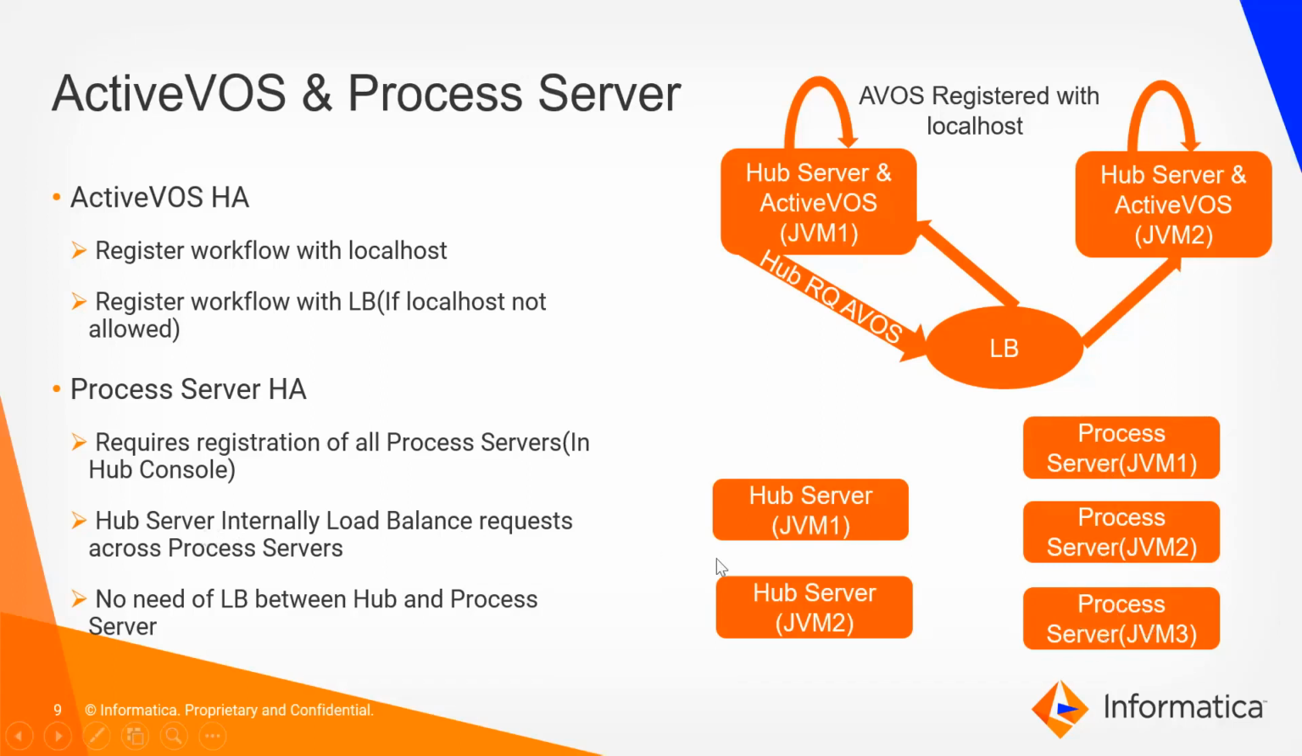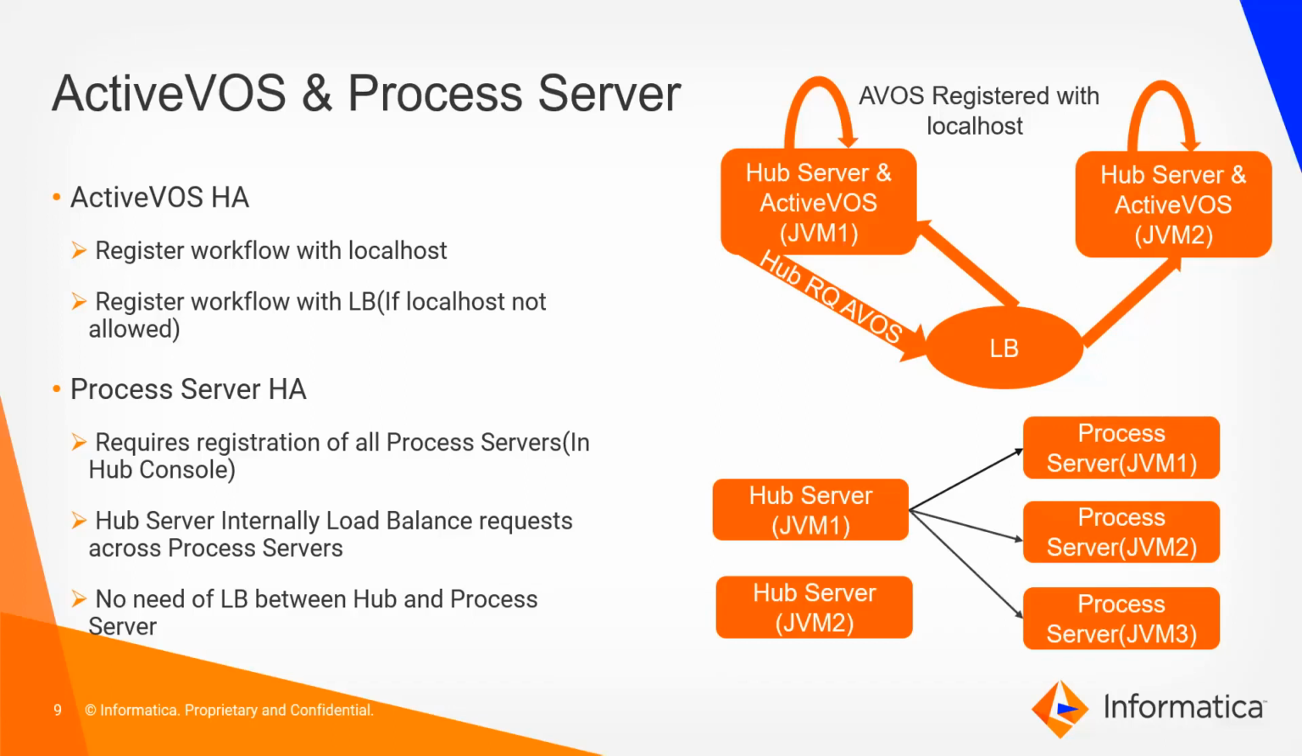Now from the external load balancer, the request comes to the hub server. However, the hub server internally load balances the request across the process servers. There is no need for an LB between the hub server and the process server. So for example, the request comes to hub server 1. It can send it to process server JVM1, JVM2, or JVM3 to execute the actual job.